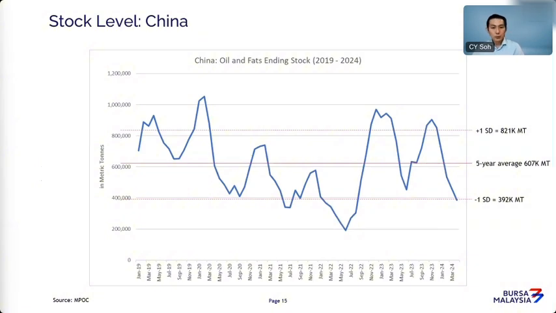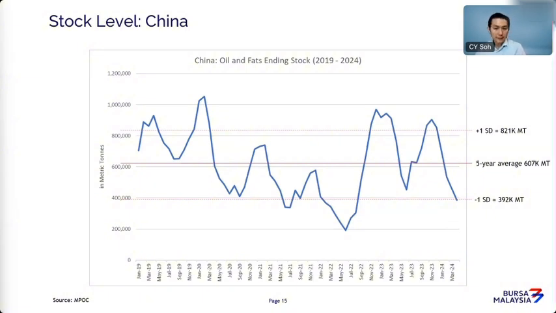Looking at this graph, China's stock level seems to be on the lower side. It falls near the 1 standard deviation, whether from a positive or negative perspective. It depends on how you look at it. If you look at not just the commodity news in the China market, we also want to look at the China economy as a whole, as well as the China stock market.